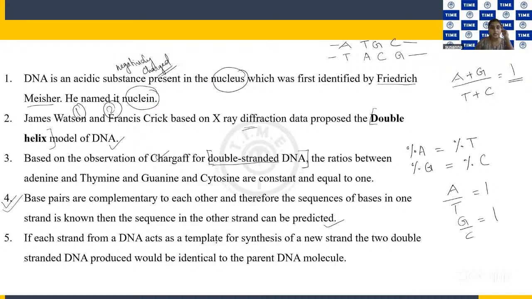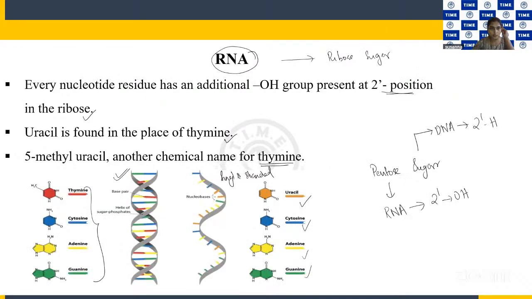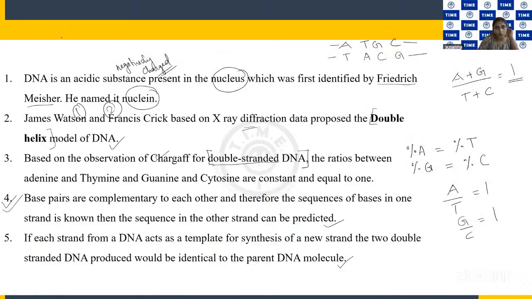If each strand of a DNA acts as a template for the synthesis of a new strand, the two double-stranded DNA produced would be identical to the parent DNA molecule. Okay, you might have heard about replication of DNA, right? Replication. I'll just write it over here. So we have a double-stranded DNA. This DNA undergoes denaturation and becomes two single-stranded DNA. Okay, and what happens?